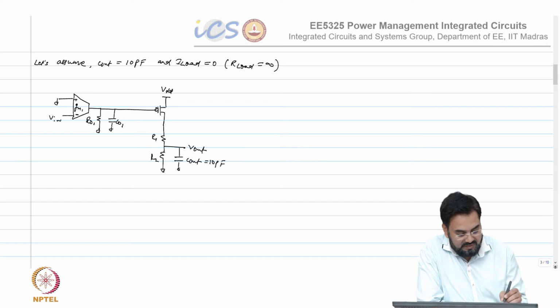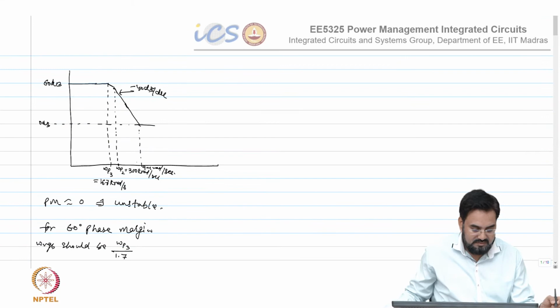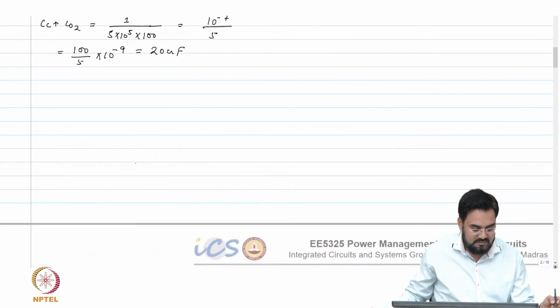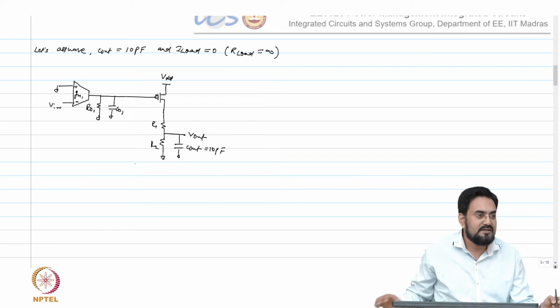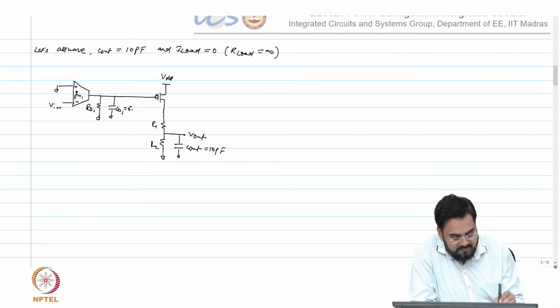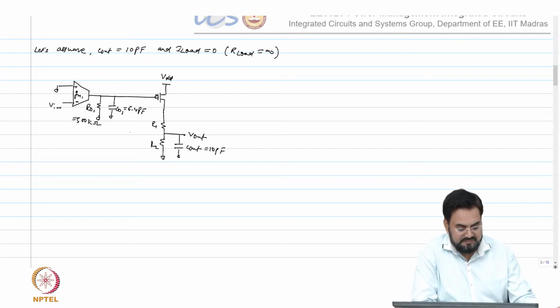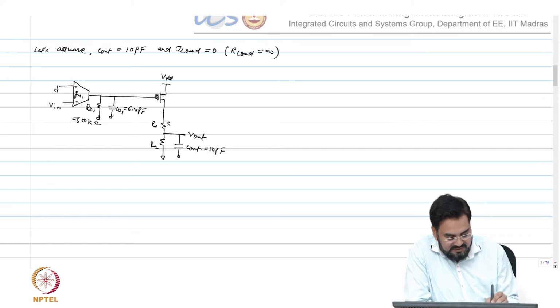Correct. What was the value of CO1? Anybody remember? 4.6 picofarad or 6.5 4. And this was I think 500k. Correct. Now let's assume this is 50k and this is also 50k.